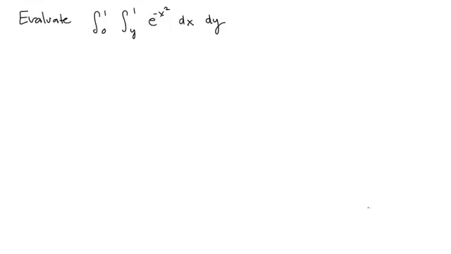Evaluate the iterated integral, the integral from 0 to 1 of the integral from y to 1, e to the minus x squared dx dy. Well, this seems like a pretty straightforward problem. We'll just focus on the inside bit and get cracking at it.